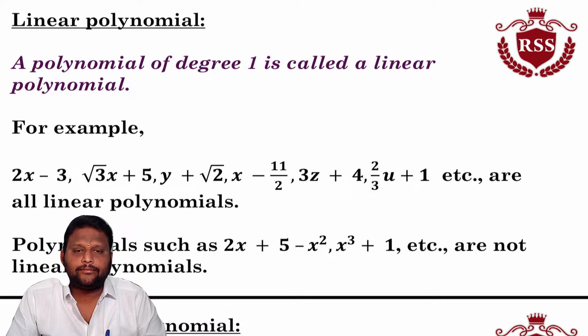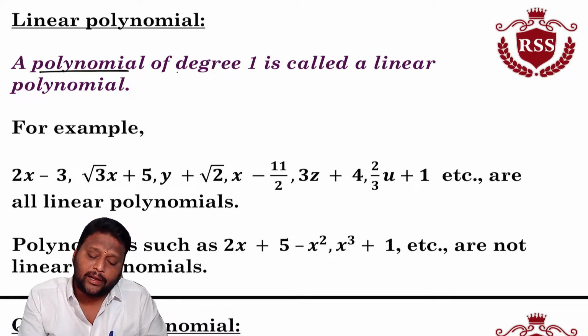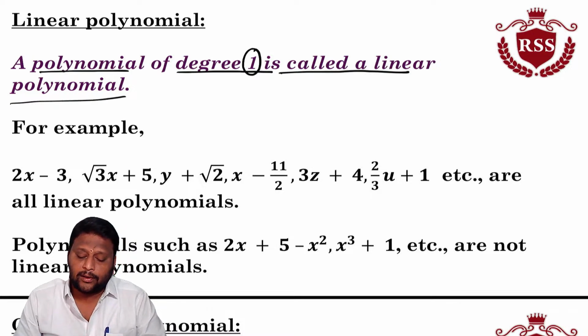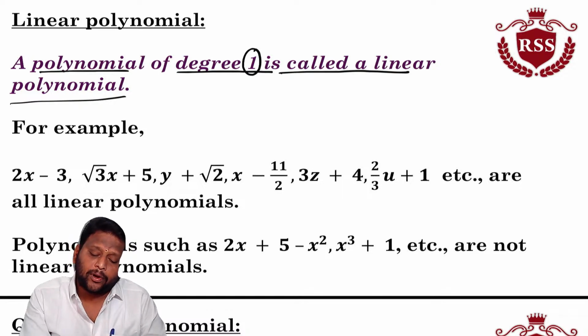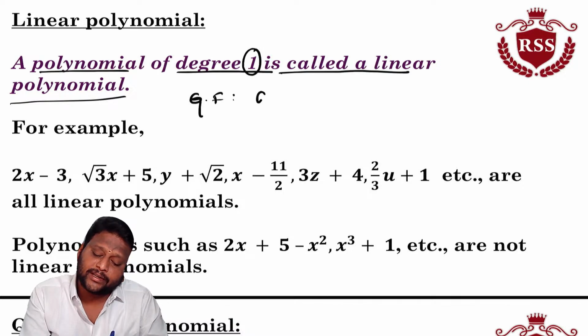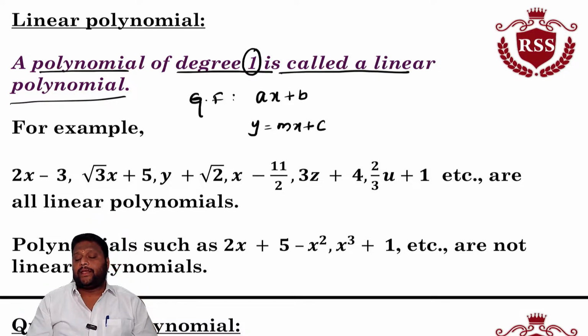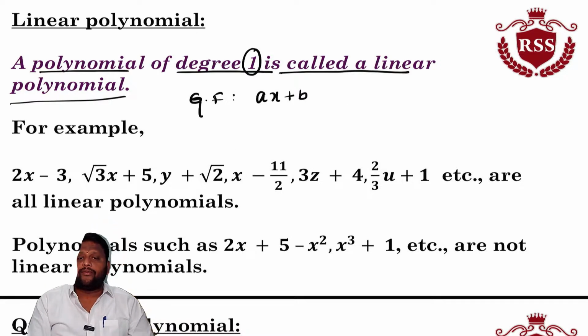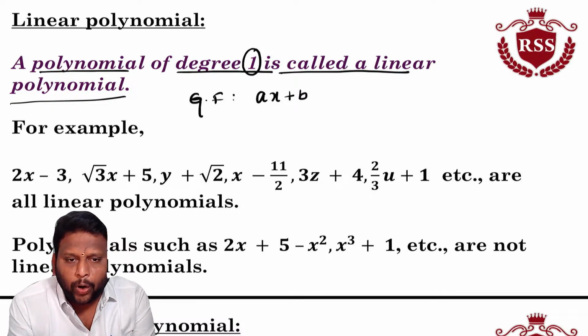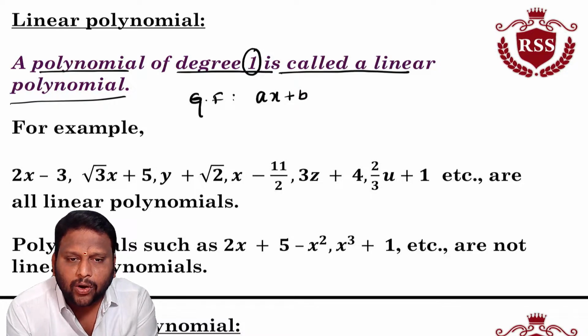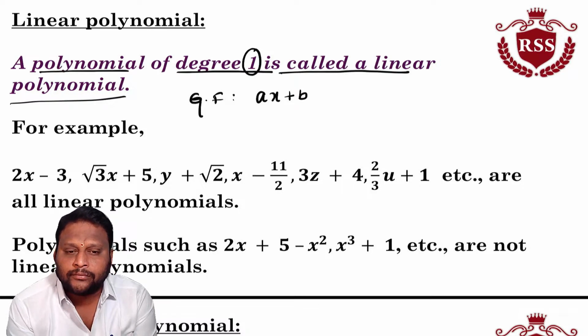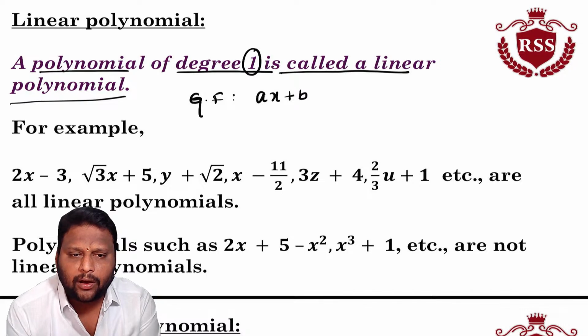Linear polynomial. A polynomial of degree 1 is called a linear polynomial. The general form of a linear polynomial is ax plus b, or y equals mx plus c. ax plus b is the general form of a linear polynomial. A polynomial of degree 1 is called a linear polynomial.